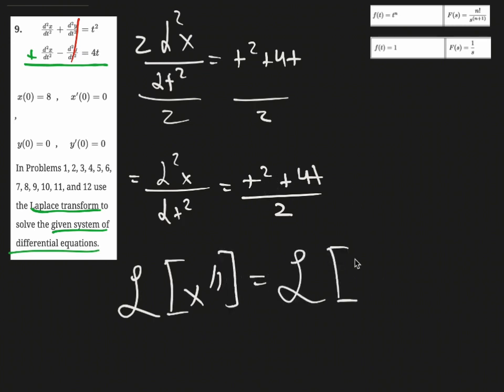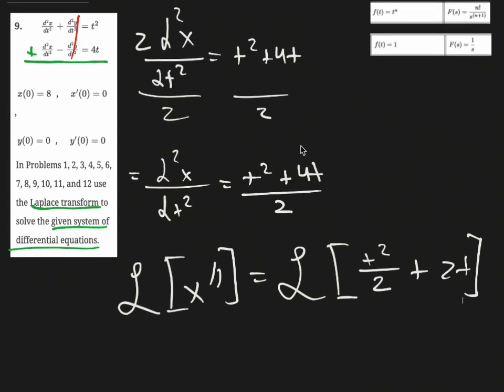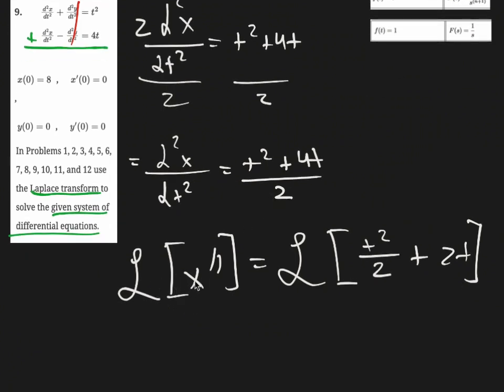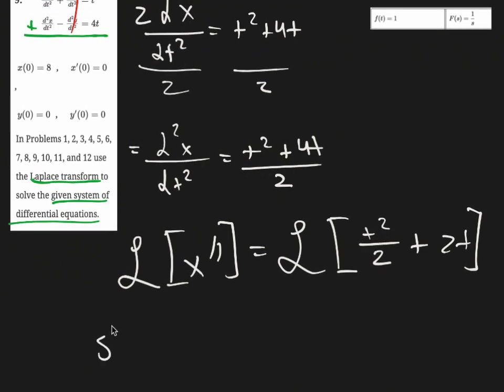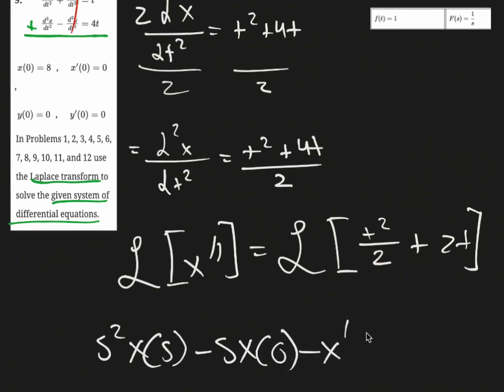And for this one, we're actually going to separate it into 2 pieces. So we're going to do t squared over 2 plus 4t over 2, which can just be simplified to 2t. And we're doing this because when we use our rules up here, it's going to be a whole lot easier. So what is the Laplace transformation of x double prime? Well, it's something you should have memorized. It will equate to s squared x of s minus s x of 0 minus x prime of 0.